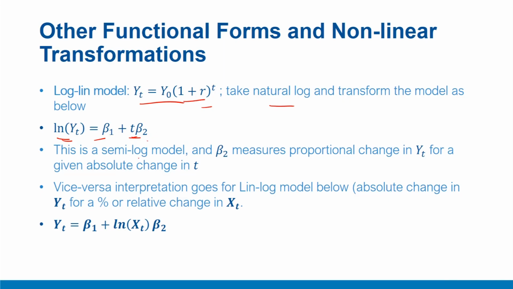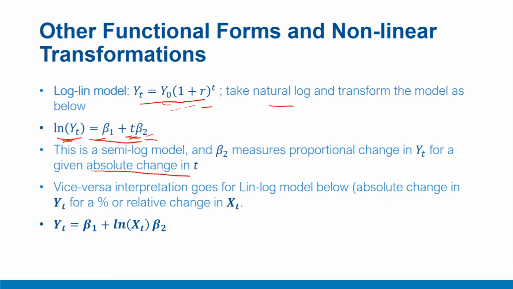Now please note, this is a semi-log model because the dependent variable yt is in log form while the independent variable t is not in log form, and therefore the interpretation of beta 2 is as follows. Beta 2 measures percentage or proportional change in yt for a given absolute change in t. However, if your coefficient of interest were y0 and 1 plus r, the interpretation is not exactly identical to them. Nonetheless, this model can be estimated with the help of the OLS procedure.